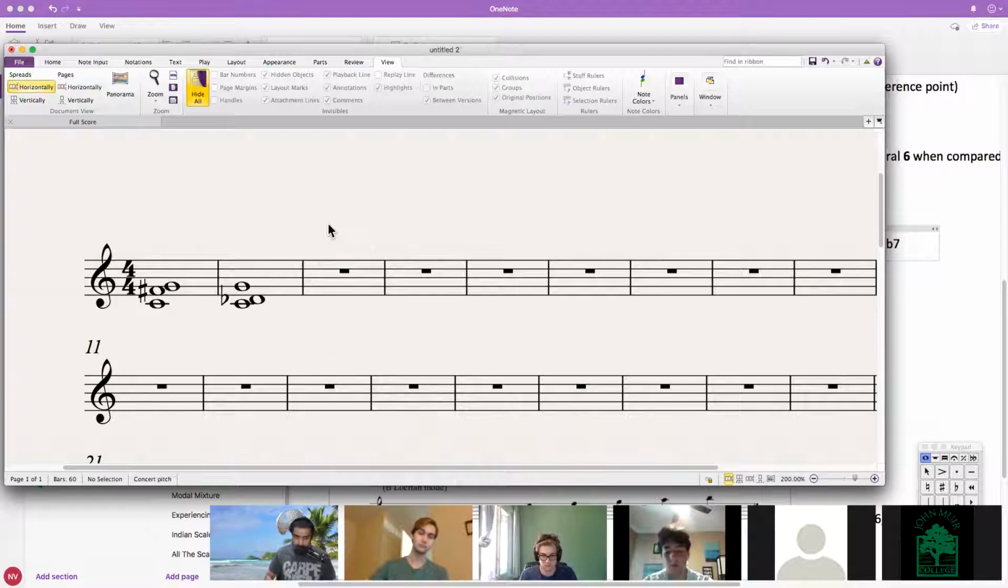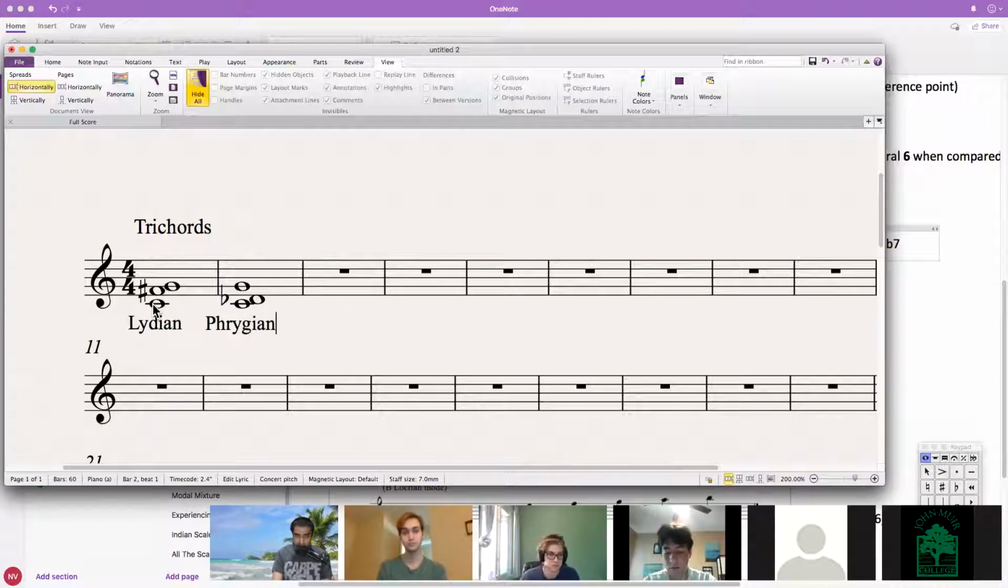Right? It's Phrygian. This is Lydian, I guess, triads. Oh, not triads. I don't like that word. I'm going to use trichords, although that has connotations too. Let's just call it a trichord. I think it's the lesser of two evils in this situation. So this is a Lydian trichord. This is a Phrygian trichord.